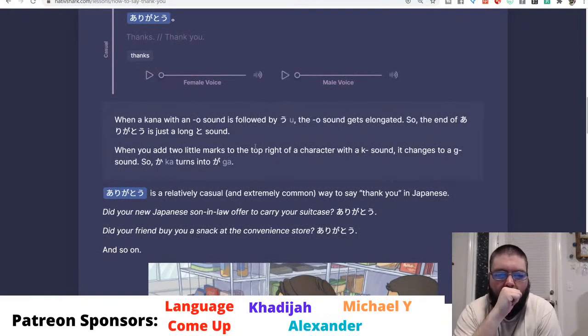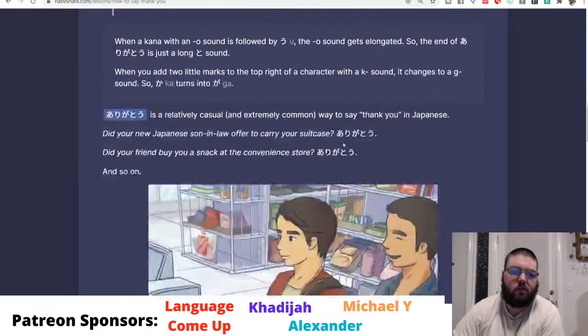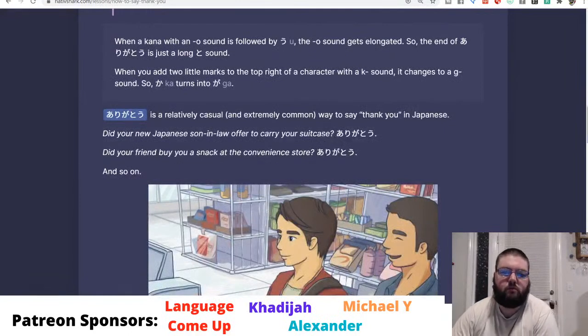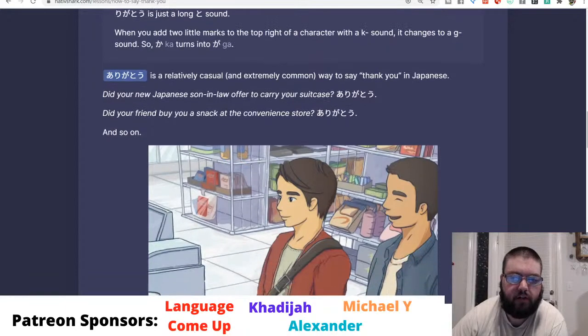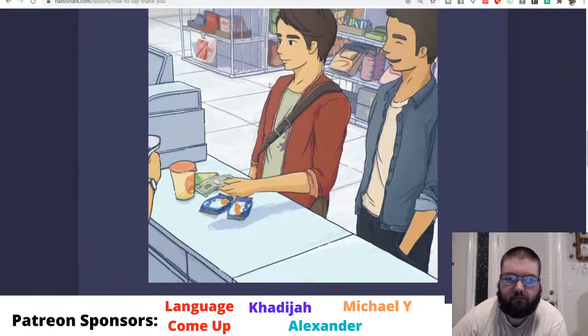When a kana with an O sound is followed by an U, the O sound gets elongated. So the end of arigato is just a long o sound. When you add two little marks to the top right corner of the ka, it changes to a ga. So ga. Arigato is a relatively casual and extremely common way to say thank you in Japanese. Did your new Japanese son-in-law offer to carry your suitcase? Arigato. Did your friend buy you a snack at the convenience store? Arigato. And so on. Look at that, man. They're super happy they're buying these snacks.